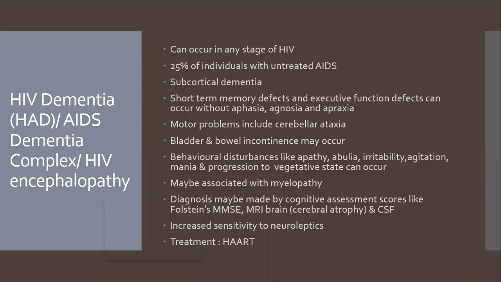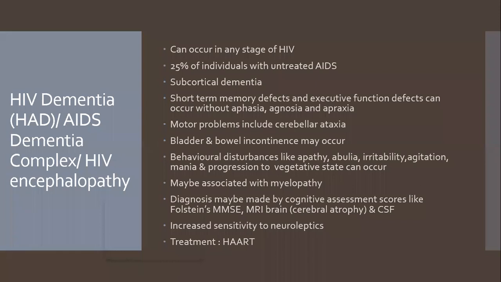Dementia is where the patient is going to lose his higher functions. The higher functions that are going to be affected are memory and executive function. Other symptoms like ataxia can occur, and bladder and bowel disturbance can occur. Since the brain is getting affected, the patient can have apathy, abulia, irritability, agitation, mania, etc. In very severe cases, he can go to a vegetative state. I told you HIV myelopathy is another disease of the spinal cord, which is due to HIV itself. Most of the time, HIV dementia is associated with myelopathy.